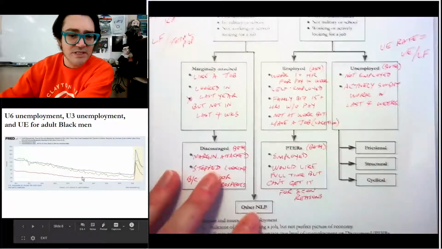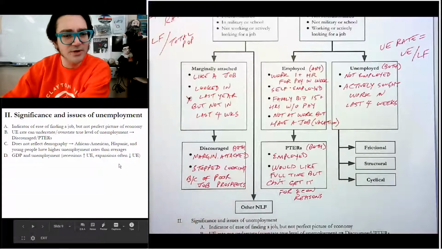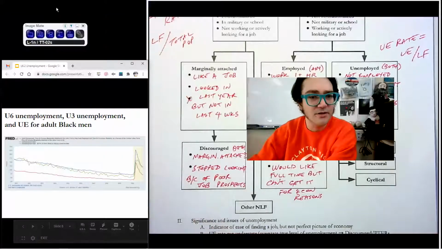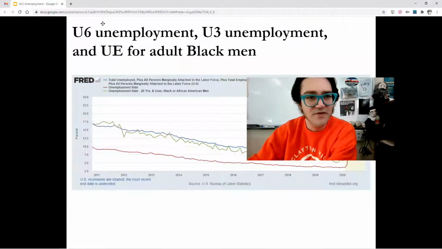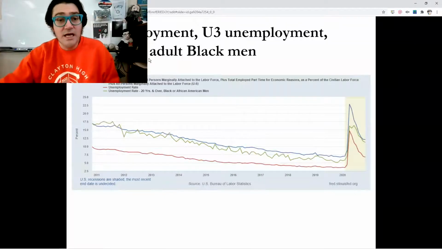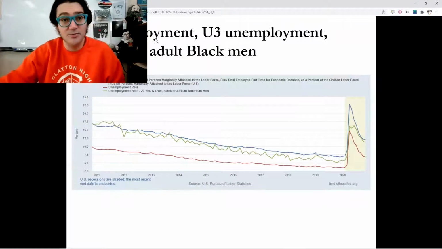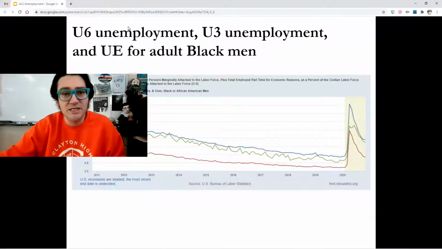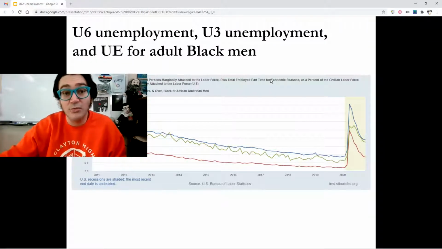Now, I know this is hard to read. So actually what I'm going to do, I'm going to make this a little bigger. We'll see if this works. Move my face out of the way. I hope that I can move my face. This is actually a comparison of some unemployment rates. And so what it is, U6, U3, and the unemployment rate for adult Black men.